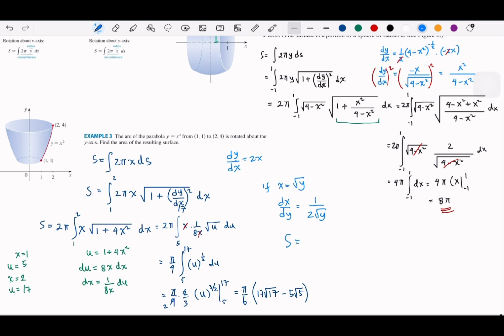Now it's y, so it's from 1 to 4. This will be 2 pi, now it's square root of y, and then square root of 1 plus 1 over 4y dy, and then you can just complete everything. Of course, I think it's a little bit more complicated compared with this one, right? It should be the same result. This is if you exchange all to one. Sometimes we can do these two things.